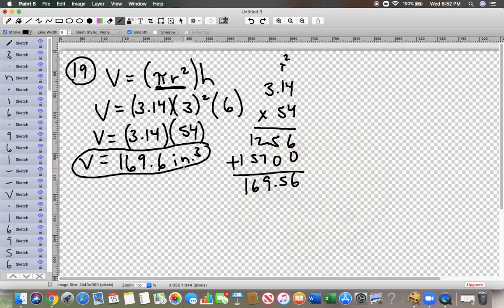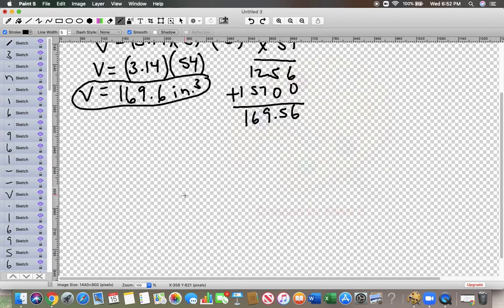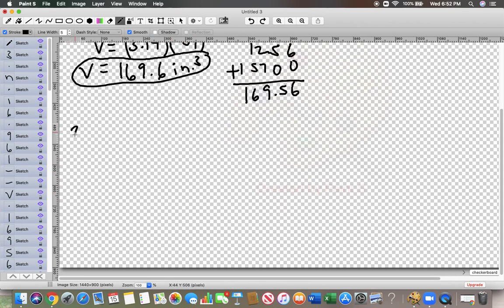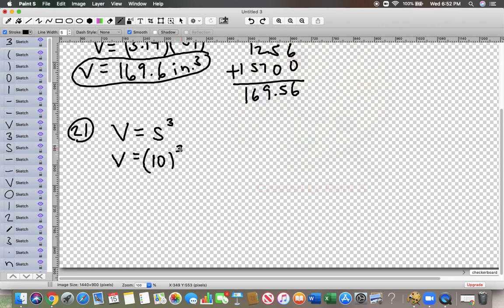So again, for these ones, make sure you're looking at the figure and then make sure you use the correct formula for these ones. Number 21. The directions say to find the volume of a figure with the given dimension. So again, we're looking for volume. Number 21, it says we're finding the volume of a cube. So what's the volume formula for a cube? S to the third power. And what is S? It tells us S is 10. So we're going to plug in 10 for S.